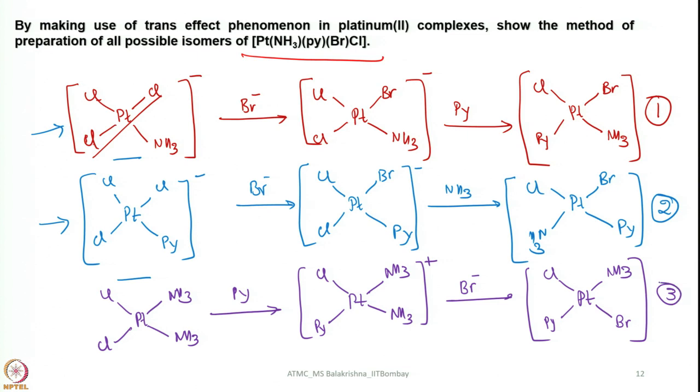So, this is how the third isomer can be prepared. You should remember it is very easy to start with an appropriate metal complex. Always it is ideal to start with tetraammine platinum 2 plus or tetrachloroplatinate 2 minus, or with the corresponding palladium or nickel as well. So, you can just look into more examples in textbooks and try to make yourself familiar preparing this kind of complexes.